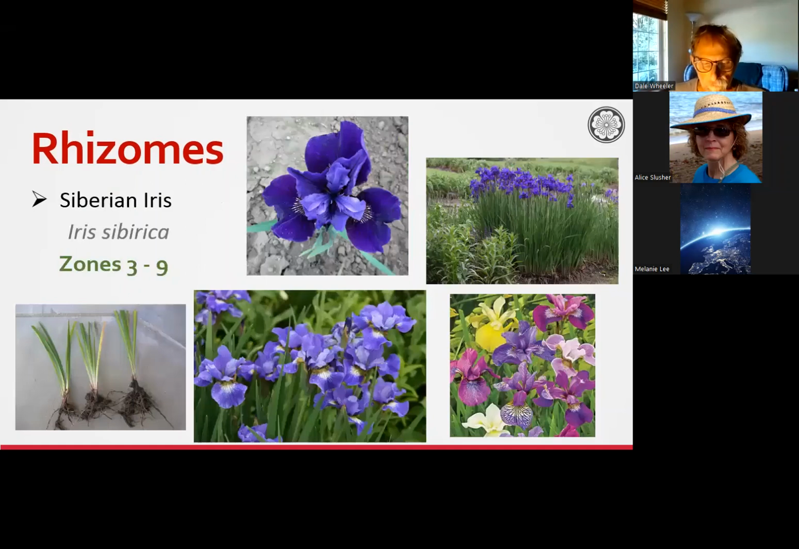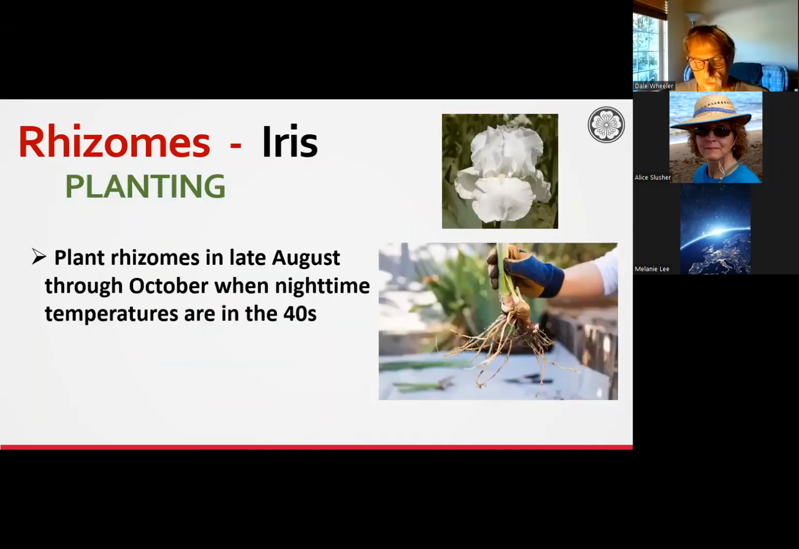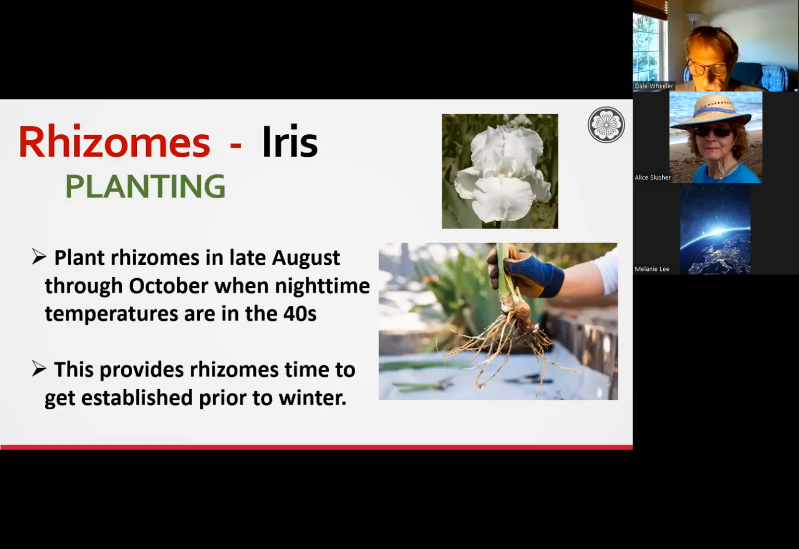You want to plant rhizomes in late August through October when nighttime temperatures are in their 40s. Fall planting provides time for the rhizomes to become established by growing roots prior to winter and in preparation for spring blooming. I will say that I have already transplanted my iris a few weeks ago. I dug up the beds and I put them in, so I'll be referring to some of that as we go through.